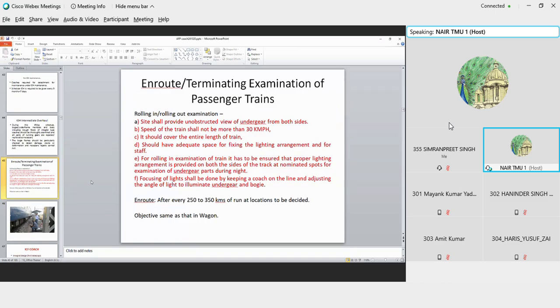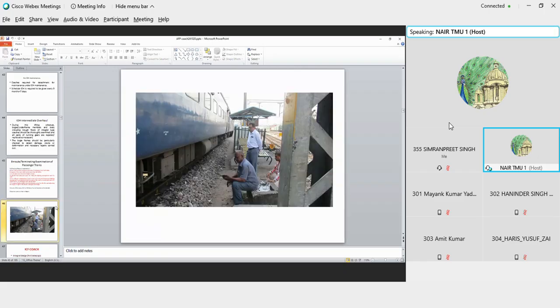This rolling in, rolling out is also done similarly in the wagon stock, and it is done generally at every 300, 400 kilometers. You will find that for Bombay Rajdhani, rolling in is done at Baroda, and then another would be done at Ratlam before it goes on. This is done just to ensure that the safety of the train is not compromised. And this becomes very critical.